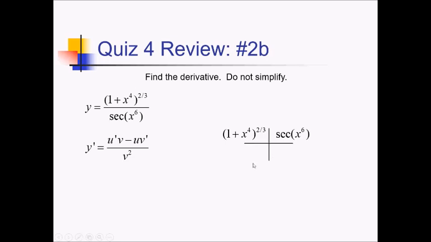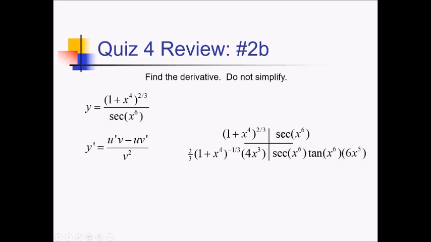And then down below here, we have the derivative of the numerator. So using the chain rule and some power rule, we have something to the 2/3. So the derivative of that is going to be 2/3 times something, 1 plus x to the fourth, to the negative 1/3. So that's the derivative of the outer function. Now we multiply that by the derivative of 1 plus x to the fourth, which is 4x cubed. Over here, we have secant of something. The derivative of that is going to be secant of something, tan of something. So secant of x to the sixth, tan of x to the sixth. Now we have to multiply by the derivative of x to the sixth. That's 6x to the fifth.